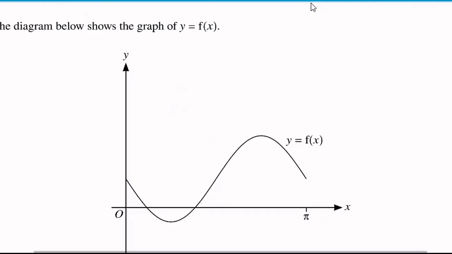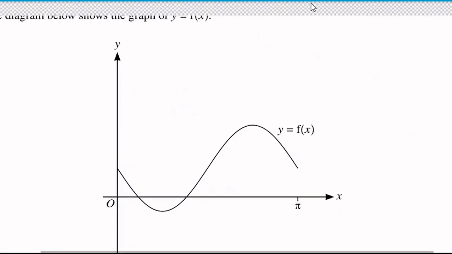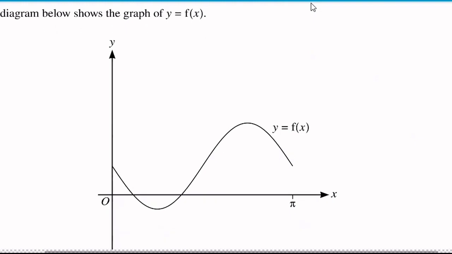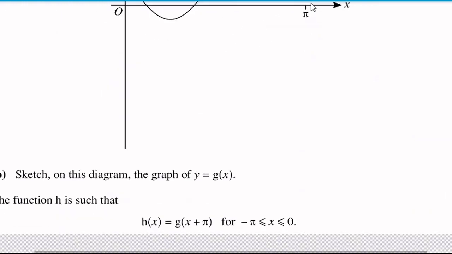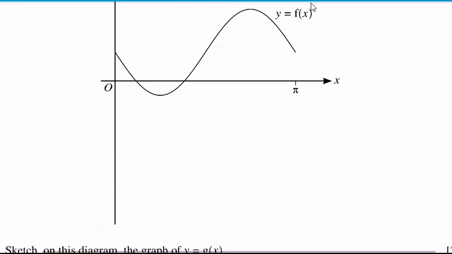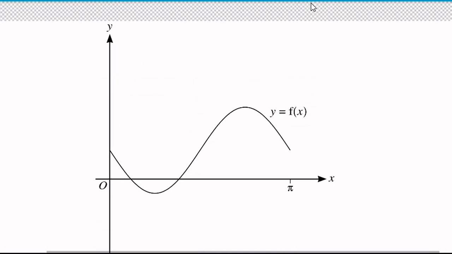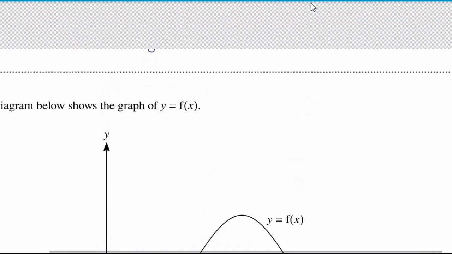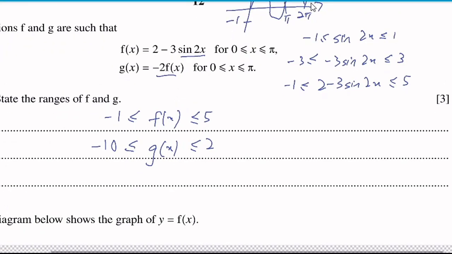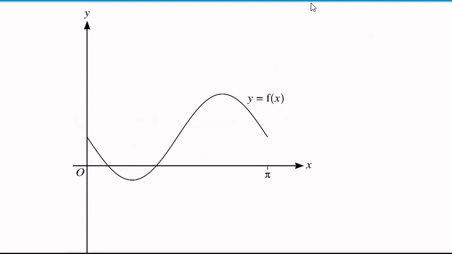So now they actually gave us the y = f(x) graph from 0 to pi. So part B here is to sketch, on this diagram, the graph of y = g(x). So you just have to be careful in this case here. Okay, so you see the f(x) is having values going from -1 to 5. So you see here, this is -1, this is 5, right?